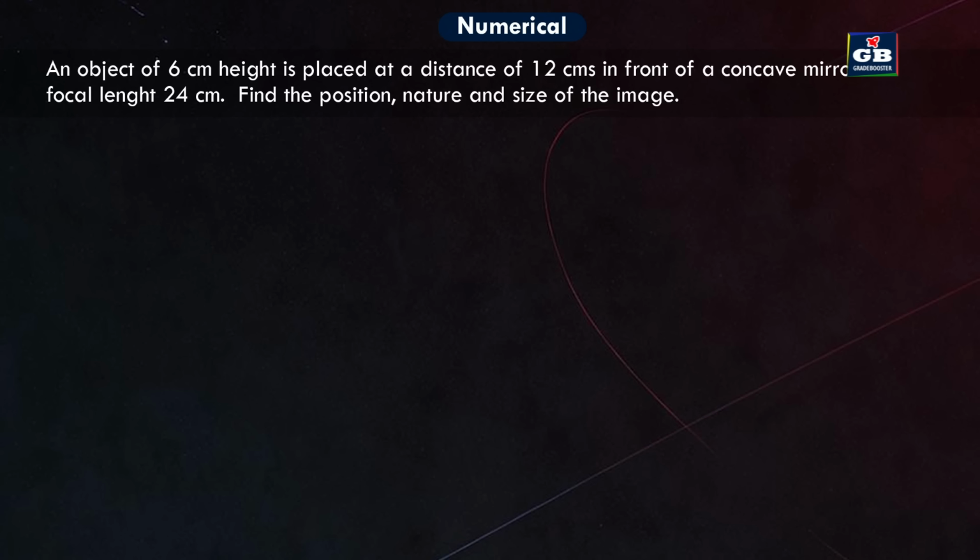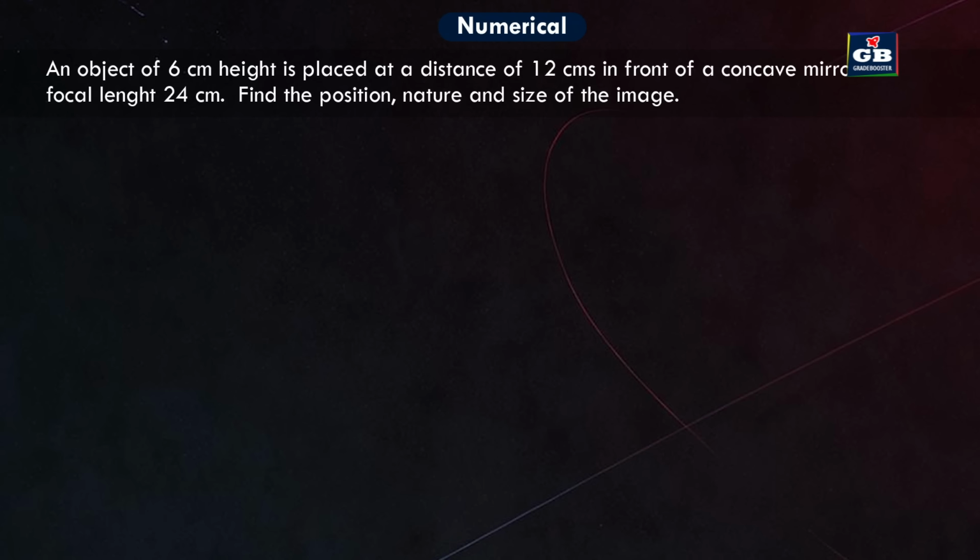Let us try to solve a problem based on the above mirror formula. An object of 6 cm height is placed at a distance of 12 cm in front of a concave mirror of focal length 24 cm. Find the position, nature, and size of the image.